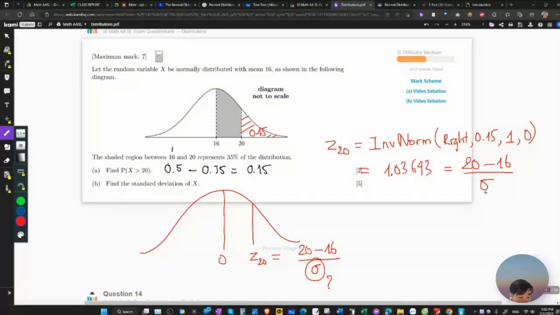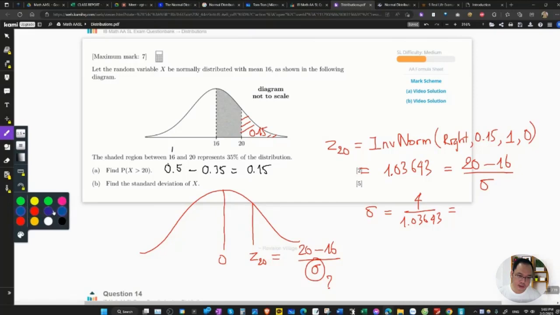All right, I got sigma as 0.259. Yeah. Wait, that's weird. Sigma here is 20 minus 16, meaning 4, divided by 1.0364. That is a little bit smaller than 4. Oh my god, no, I calculated wrong.